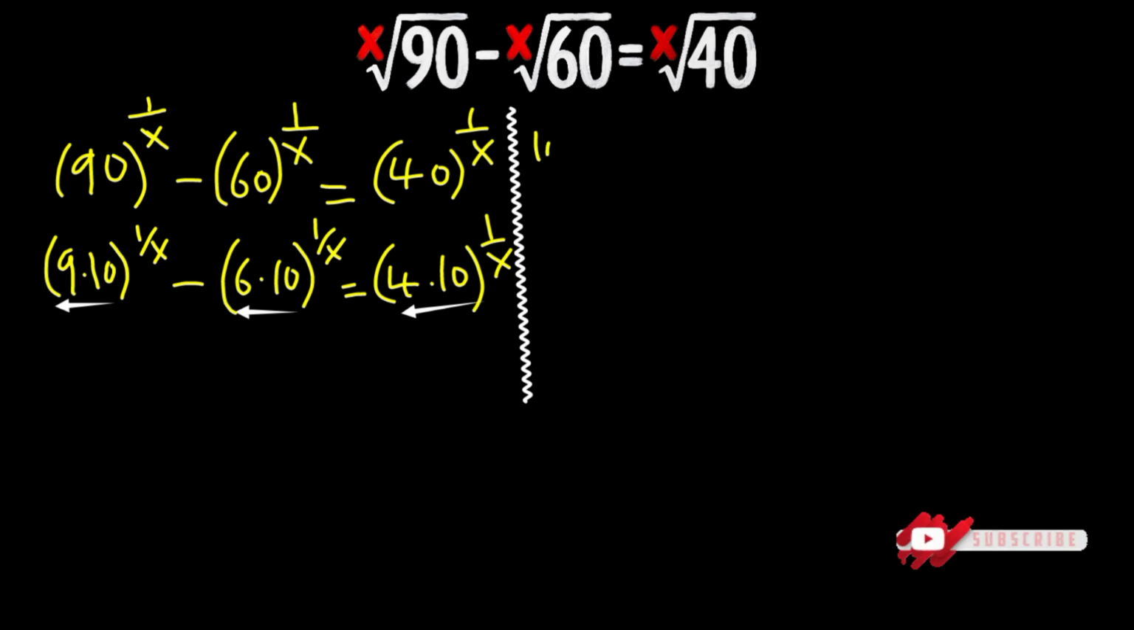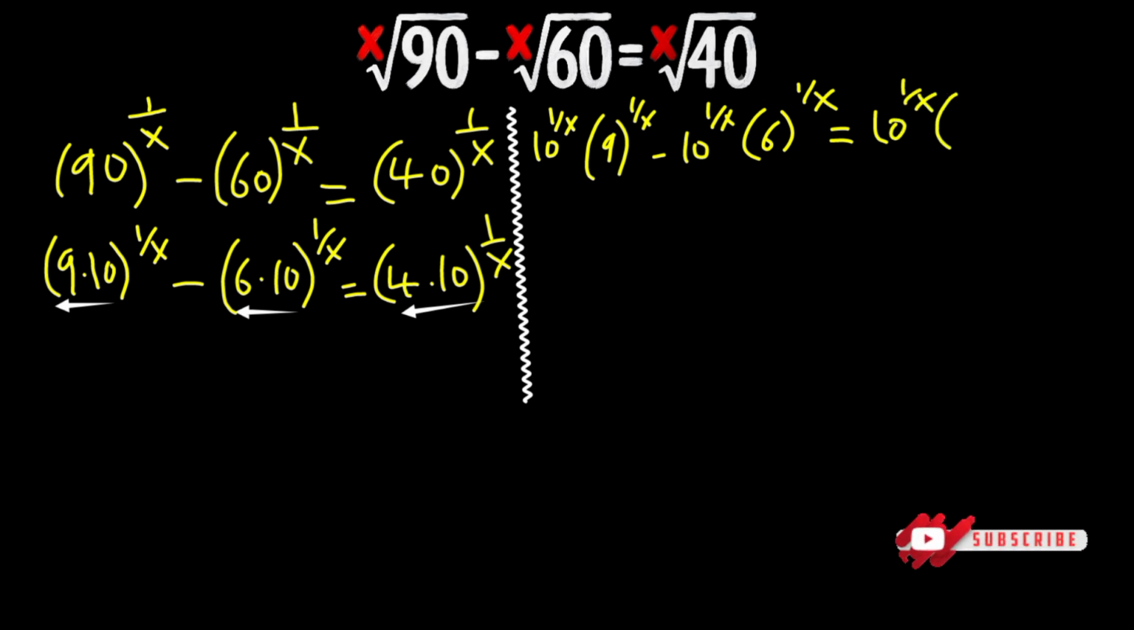Then we have 10 to the power of 1 over x, then times 9 to the power of 1 over x. So we have minus 10 to the power of 1 over x, then times 6 to the power of 1 over x, and this equals 10 to the power of 1 over x multiplied by 4 to the power of 1 over x. From here, we can easily factor out 10 to the power of 1 over x since it is common to both sides. Then we have minus 6 to the power of 1 over x.